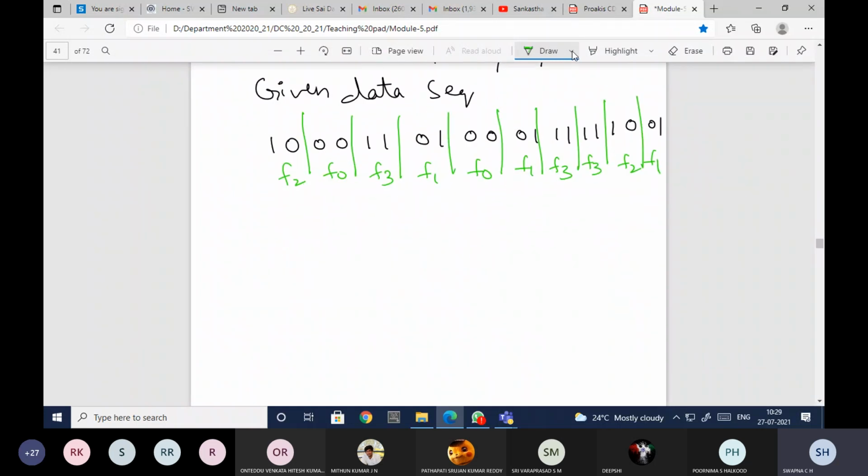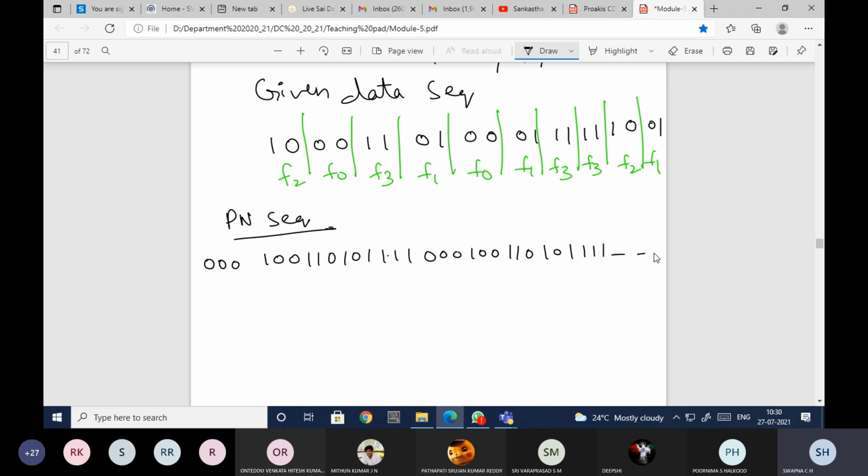Okay, now we have also obtained the PN sequence. The PN sequence we have obtained is 0 0 0 1 0 0 1 1 0 1 0 1 1 1 1, and after this it will repeat. Let me write a little more. It is 0 0 0 1 0 0 1 1 0 1 0 1 1 1 1, and again it will repeat 0 0 0 1 0 0 1 1 0 1 0 1 1 1 1, like that it will go on.